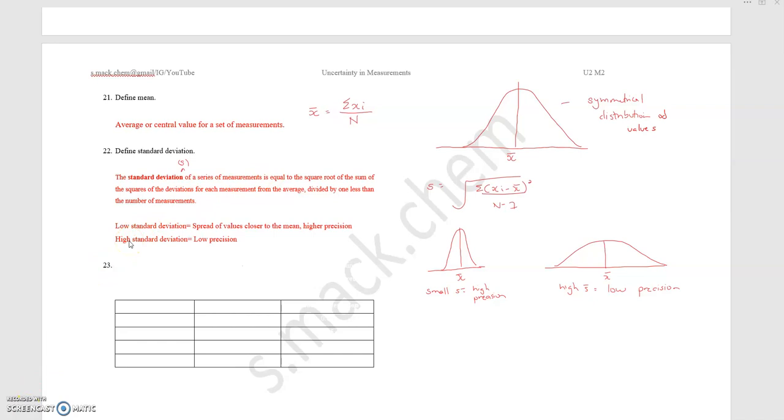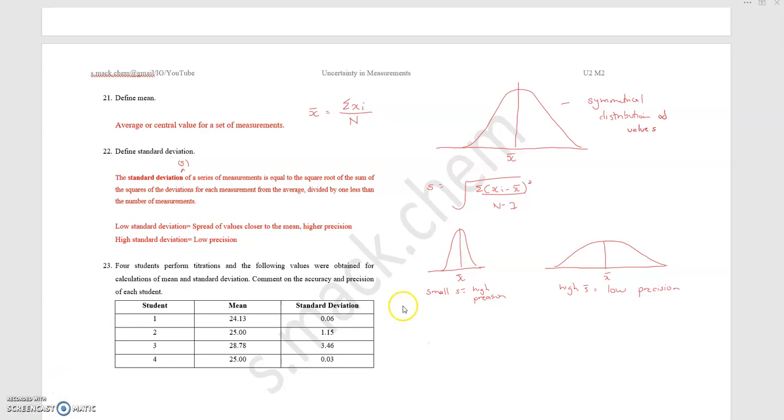So let's look at a question which applies mean and standard deviation. You are told that 4 students performed titrations, and from the titer values obtained, the students calculated a mean value, and from the mean values, they calculated their standard deviation. You are asked to comment on the accuracy and the precision of the data obtained, meaning you have to comment: is it accurate, not accurate, precise, or not precise.